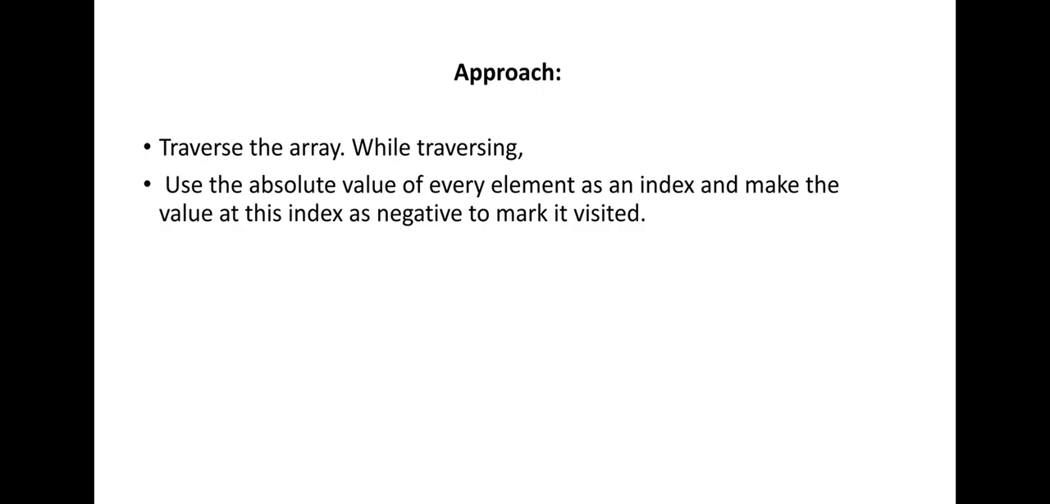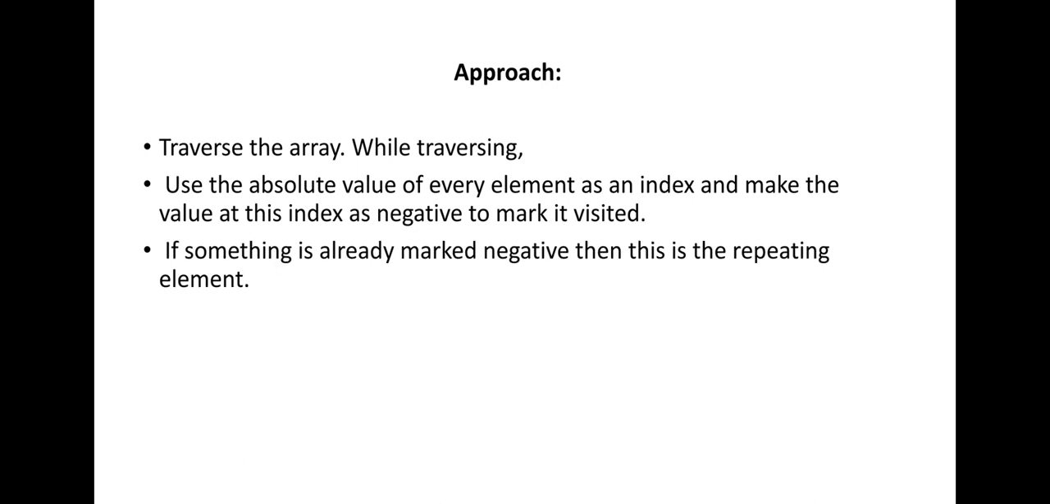So the approach which we are going to use is, first of all, we would traverse the array, and while traversing we would use the absolute value of every element as an index to make the value at that index negative and mark it as visited. That means we would traverse the array and check each and every element, and we would take its absolute value. If the value is not negative, we would make it negative and mark it as a visited element. If something is already marked as negative, then this is the repeating element.